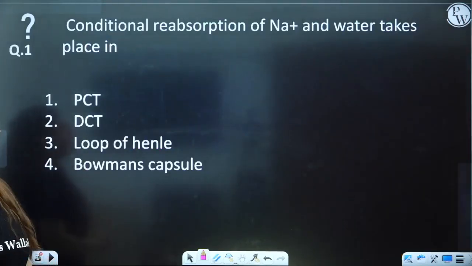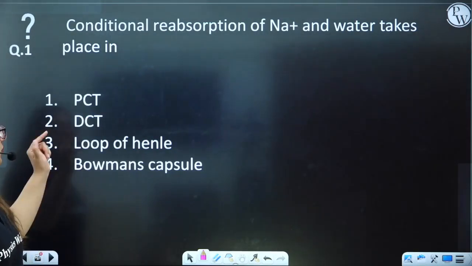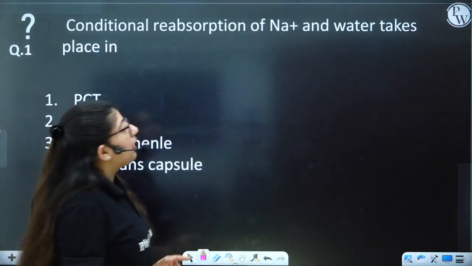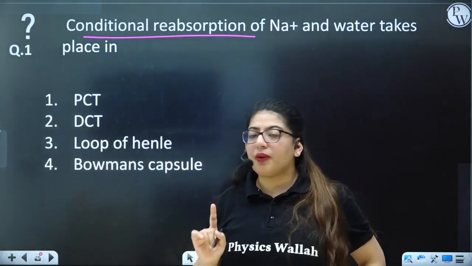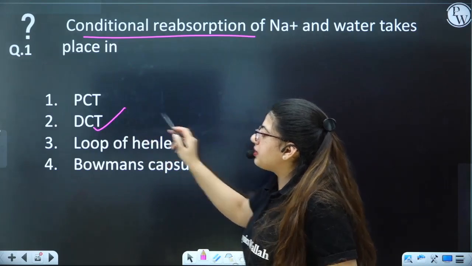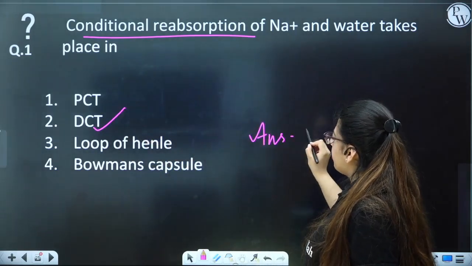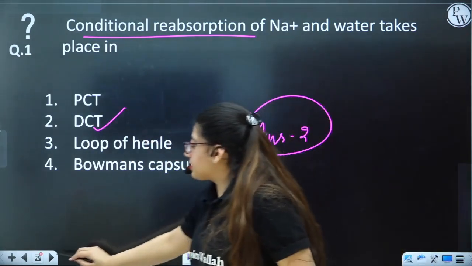Conditional reabsorption of Na+ and water takes place in PCT, DCT, loop of Henle, Bowman's capsule. Again, I've told you, conditional reabsorption. Whenever the word conditional reabsorption comes, that means we are talking about DCT. So answer is 2. Next.